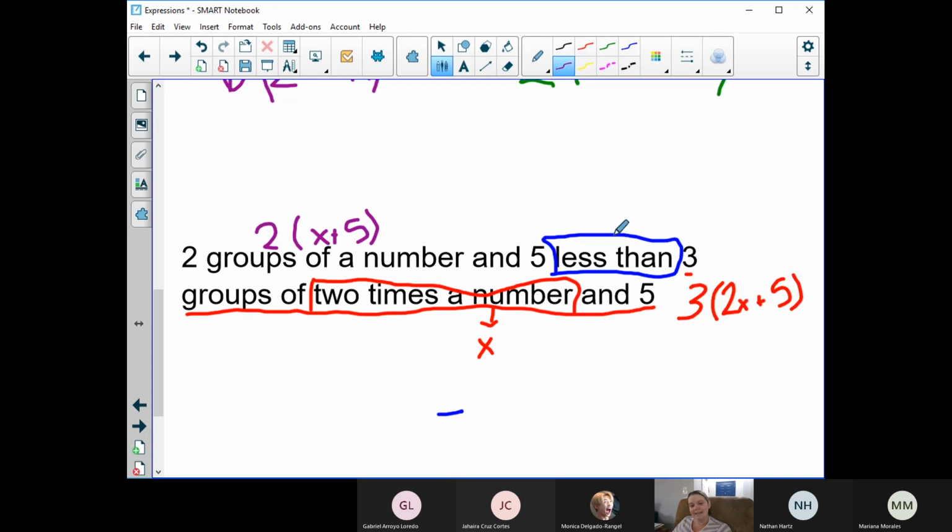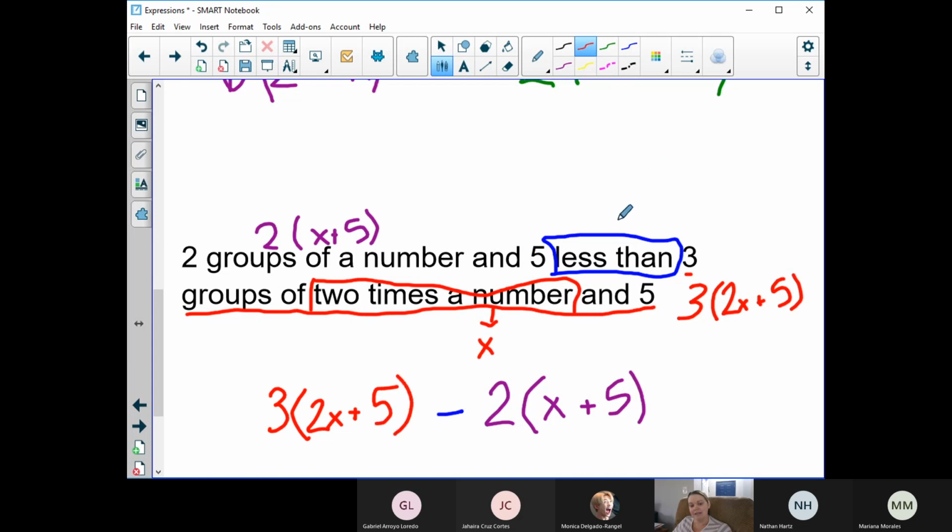Okay. It's going to go on the right side because it is less than this right here. So we are subtracting it from our 3 groups. So over here, we're going to have 2 times x plus 5. And over here are 3 times 2x plus 5.